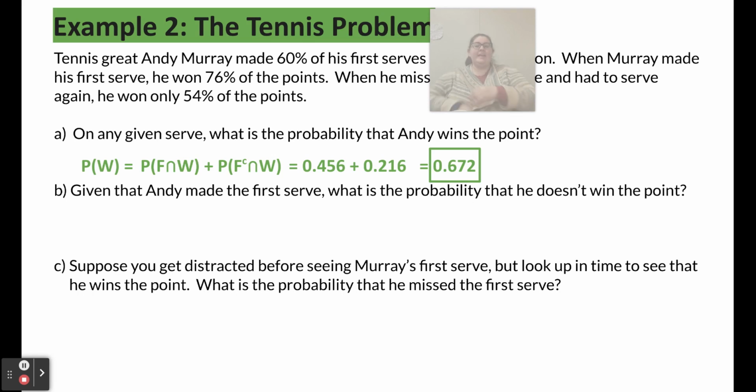So part B, given that he made his first serve, what is the probability that he doesn't win the point? So if we think back to our notation, the given comes after the line. So the way I would write this in notation is not winning the point, line, so given that he made his first serve. Well, that's something that I actually figured out on my table, right?